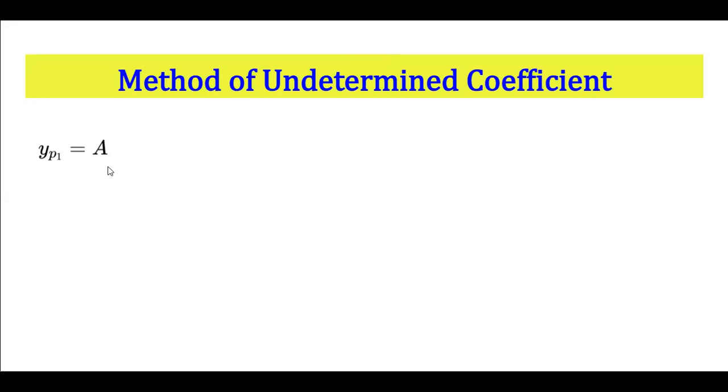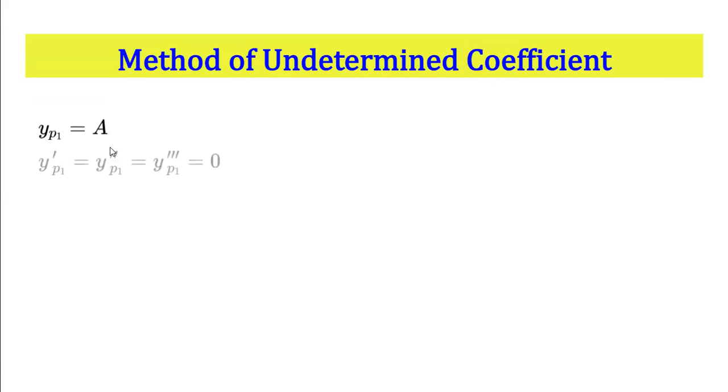So y of p1 is equal to a. So we can now differentiate our first particular solution. But a is a constant, so when we differentiate a, we will get 0. So y of p1 prime, y prime prime of p1, and y prime prime prime of p1 will be equal to 0.